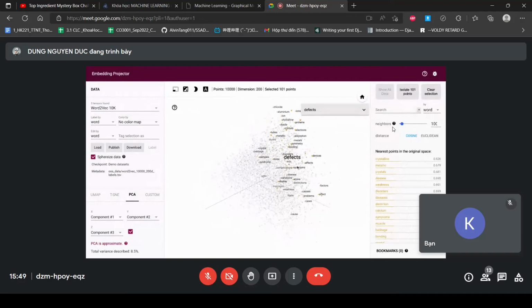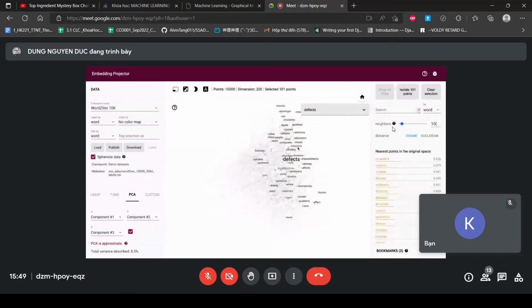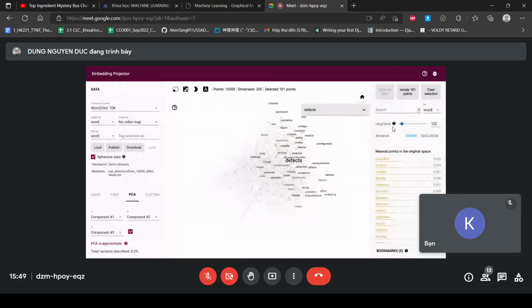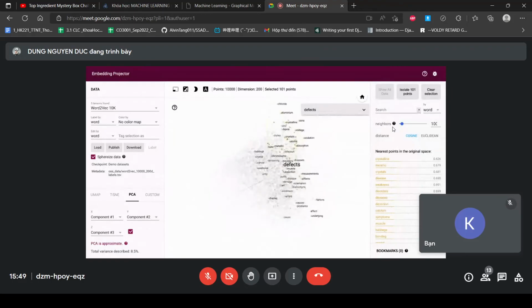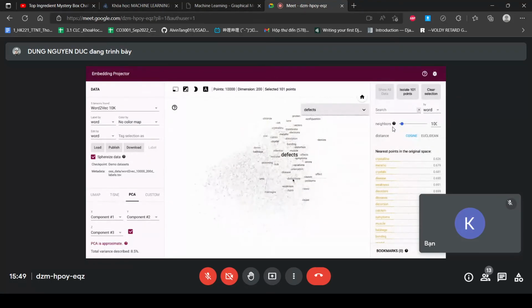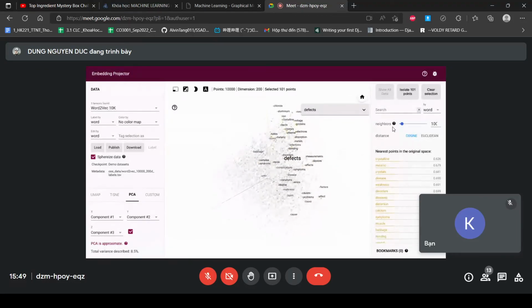So when you click on one particular word, you can see that the distribution of some similar words is not so linear, right? They are distributed very far away from each other. So when it comes to text processing, you are dealing with words, and words have meaning also.